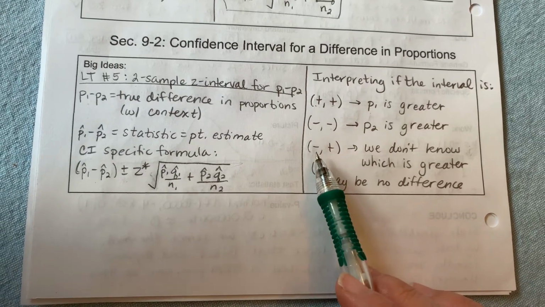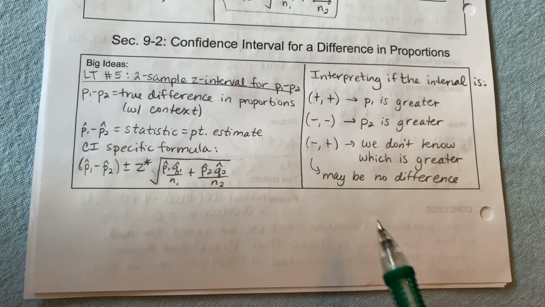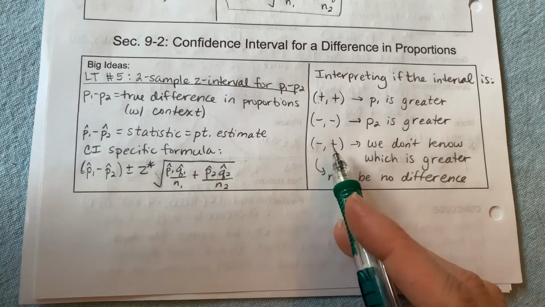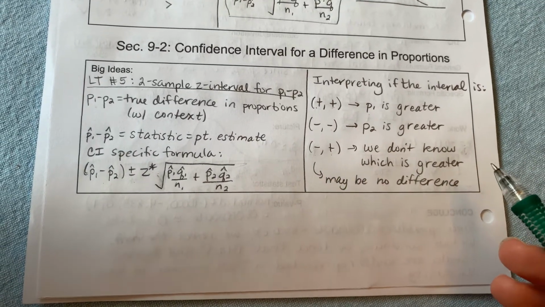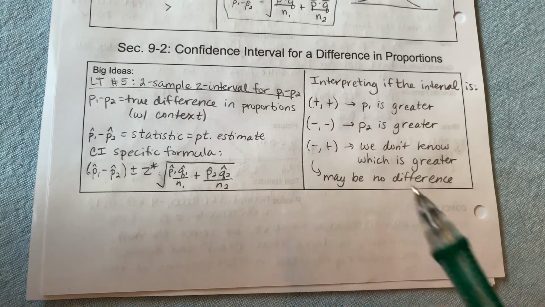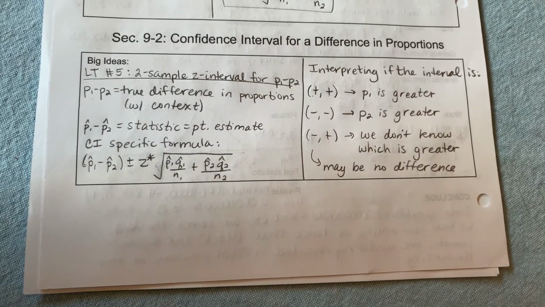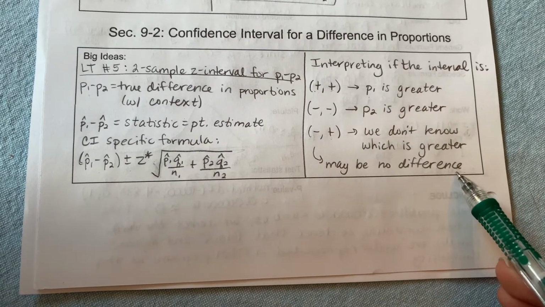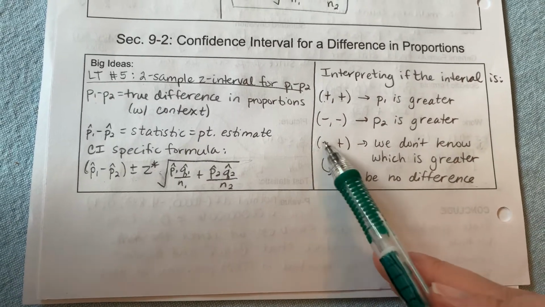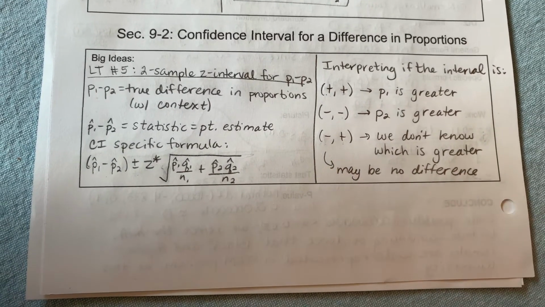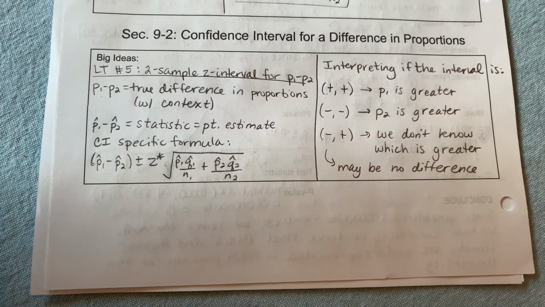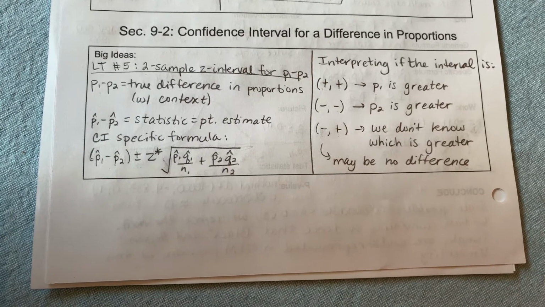On the other hand, if it is a negative number to a positive number, by the way, it'll never be a positive number to a negative number because we always put our smaller number first. So if it's a negative number to a positive number, then we don't know which is greater. 0 is included, right? If you have a negative number to a positive number, 0 is going to be in there somewhere. And so it's possible there's no difference, but we cannot be sure. Okay, 0 is a possible value, but so are all the other values in that interval. So we actually don't know which population proportion is greater. We just don't have convincing evidence that they're not the same.